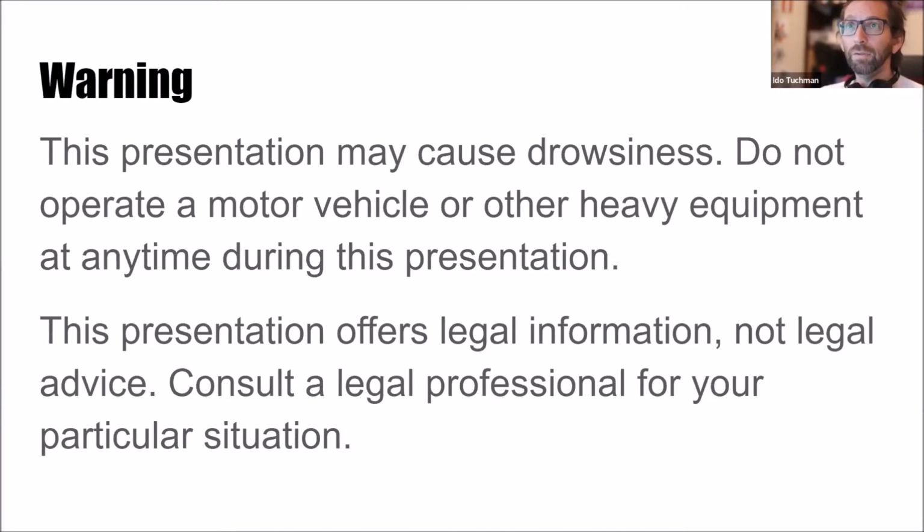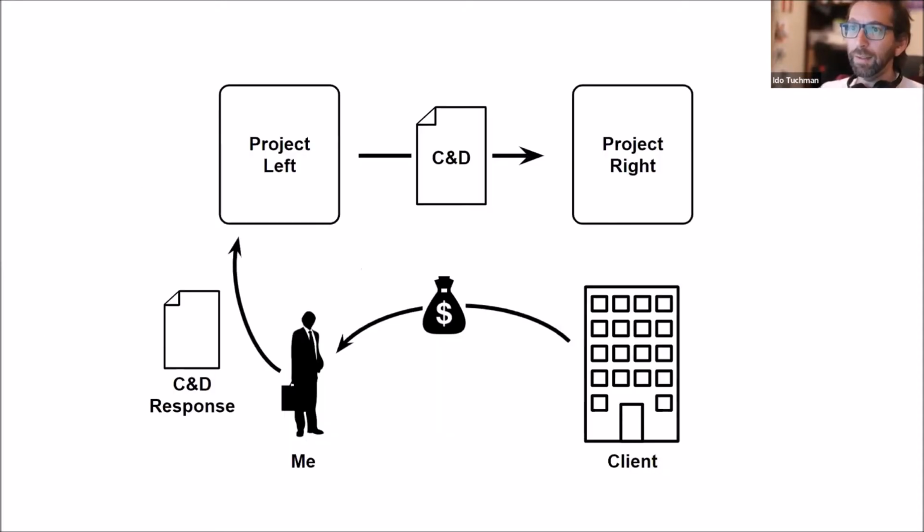And it was a little unusual because of two reasons. First, the letter wasn't addressed to my client. It was addressed to an open source project. And second, the letter was written on behalf of another open source project. So let's set the scene here. We have one open source project, let's call them Project Left, hired a law firm to send a cease and desist letter to another open source project, let's call them Project Right.